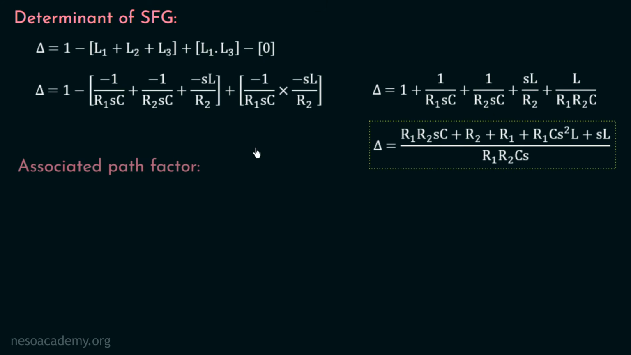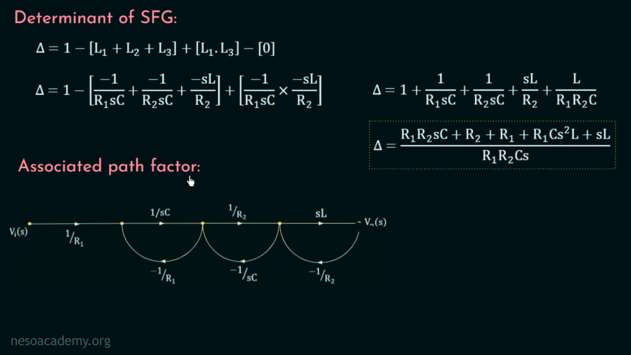We will now move on to the calculation of associated path factor. If we observe the signal flow graph carefully, we can see that the number of isolated loops will be equal to 0. Because if we erase the forward path, the number of loops will be equal to 0. So we have the value of del1 equal to 1. Because we know that if the number of isolated loops is equal to 0, then the value of associated path factor with respect to that path is equal to 1.